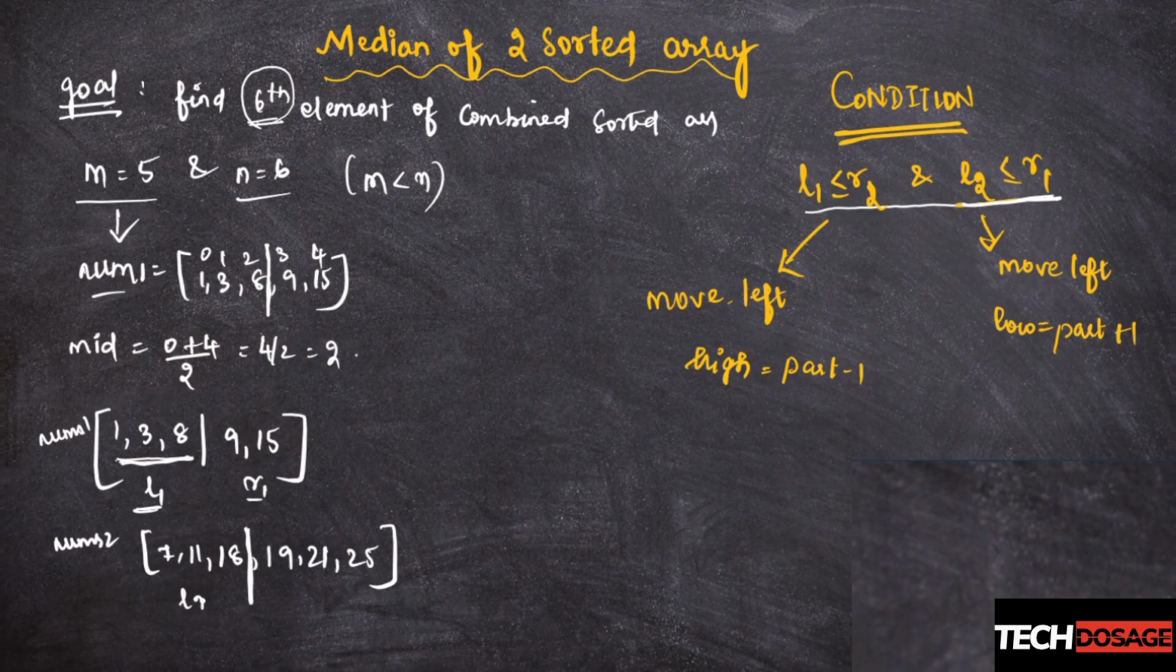Now I'll say this is L2 and this is R2, which is the left side of the second array and the right side of the second array. Now, can I simply say that the first 6 left elements are L1 plus L2, which is equal to 1, 3, 8, 7, 11, and 18? Can I simply say this? No, I cannot say that.